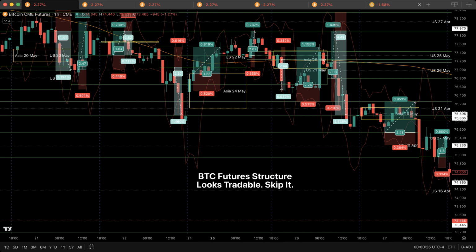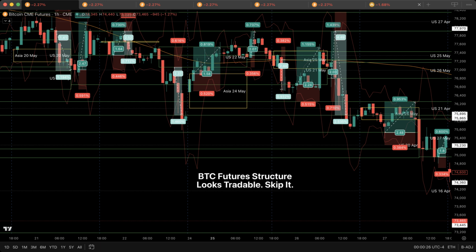1 hour gives execution. If the 1-hour setup looks unclear, the answer is not to force a trade. The answer is to step back. Look at the larger boxes. Look at where price is sitting. Look at whether the next target has space. Look at whether the stop is too deep. That is how daily movement becomes understandable. And that is why weekly analysis matters.